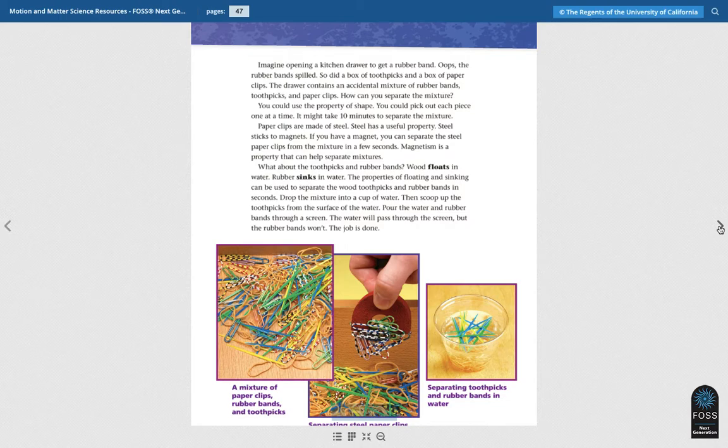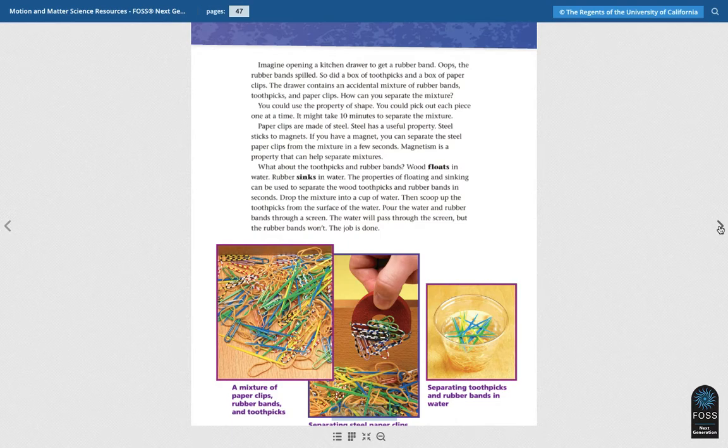You could pick out each piece one at a time. It might take 10 minutes to separate the mixture. Paper clips are made of steel. Steel has a useful property. Steel sticks to magnets. If you have a magnet, you can separate the steel paper clips from the mixture in a few seconds. Magnetism is a property that can help separate mixtures.